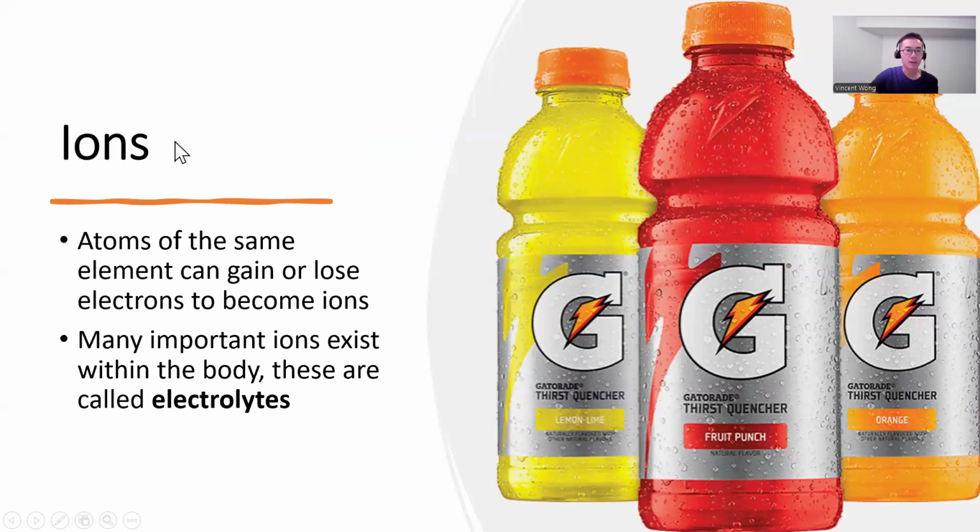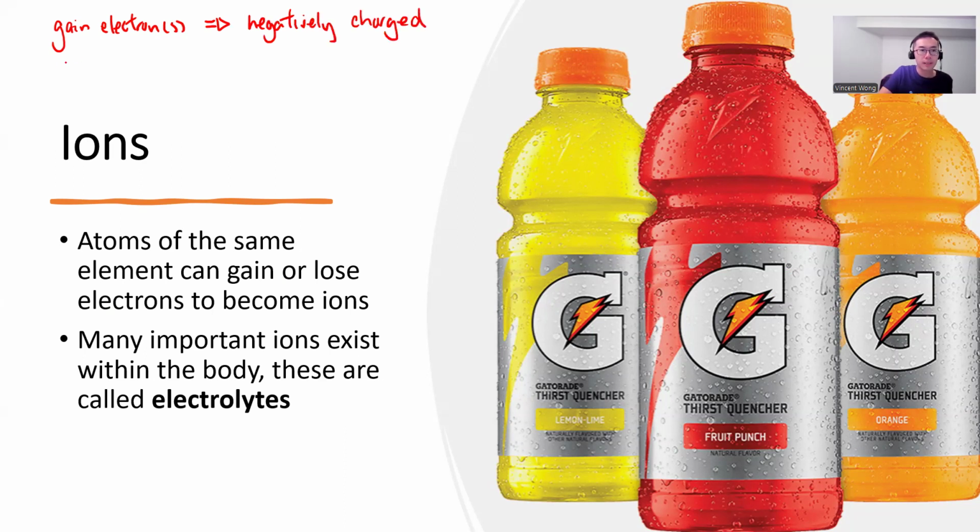Besides isotopes, there are also ions. When an atom gains electrons or loses electrons, then it can become positively charged or negatively charged, right? So if it gains electron or electrons, then it's going to become negatively charged, because electrons are negative, right? If it loses electrons, then it's going to become positively charged.